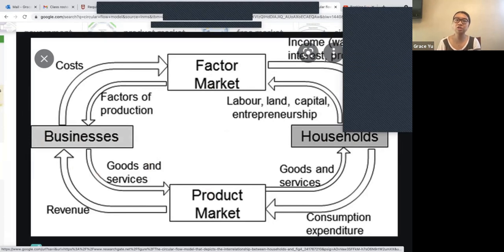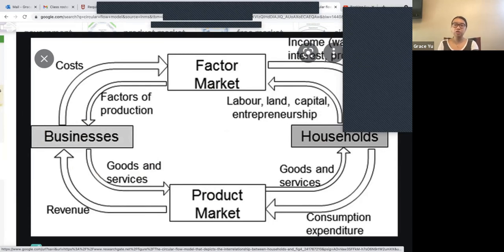And so what's essentially going on is that it's a flow through these different markets, from household to business and business to household. How exactly are goods and services distributed? How exactly is money distributed? And so that's what the circular flow model is, because everything keeps going in a circle.